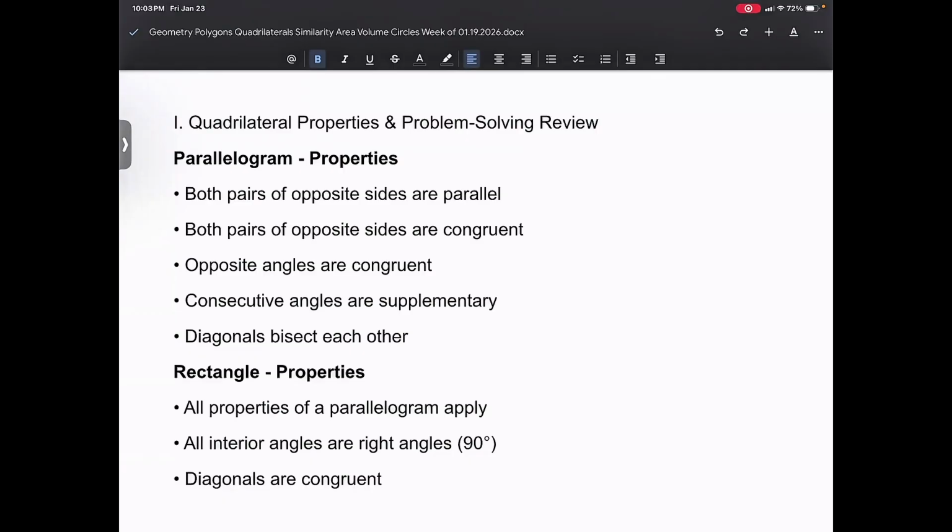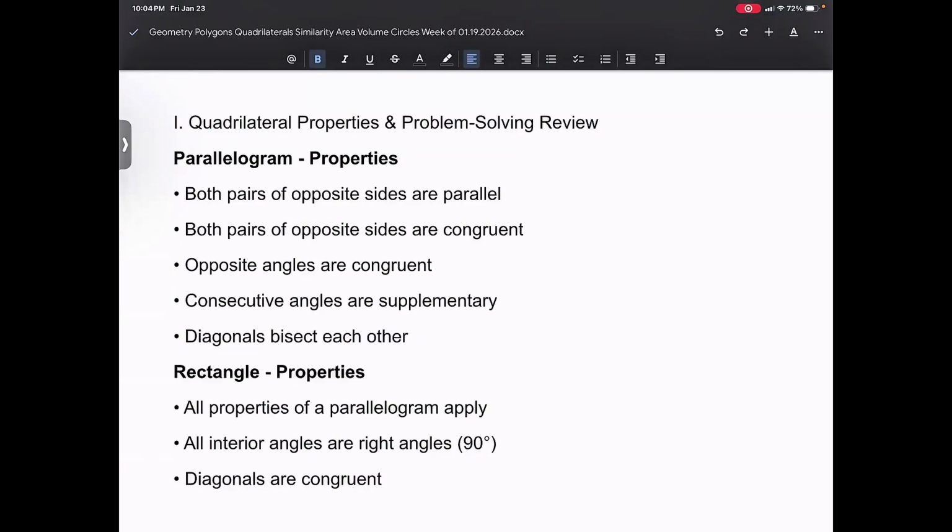So both pairs of opposite sides are parallel in a parallelogram. Both pairs of opposite sides are congruent to each other. Opposite angles are congruent. Consecutive angles are supplementary. That's part of supplementary lines, knowing that those same side interior angles add up to 180. And then diagonals bisect each other, so they cut each other in half, but they're not necessarily congruent to each other.